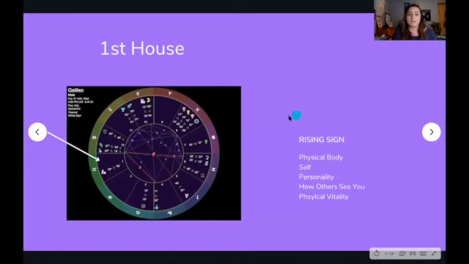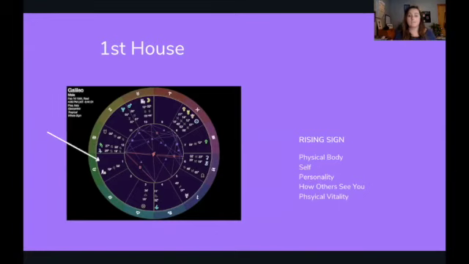The first house has to do with your physical body and your persona. Some people have called it the mask that you wear to the world. It's also how others see you. It can relate with your physical vitality and literally how you look.